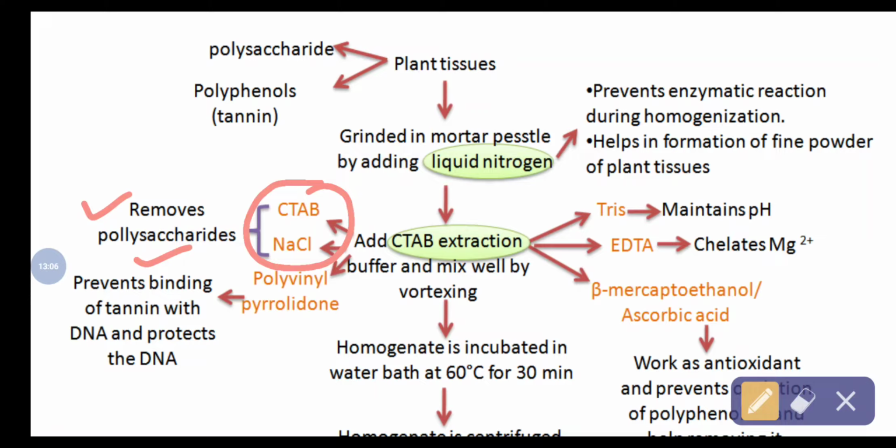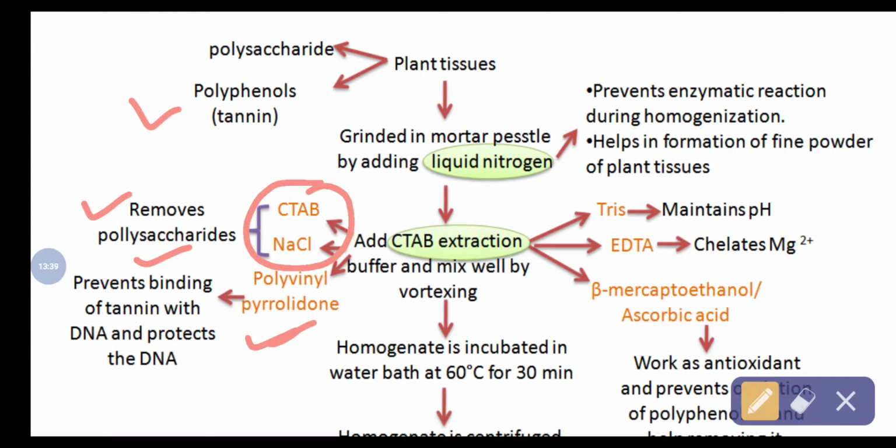Now the second thing we are using here is polyvinyl pyrrolidone. So this chemical, why are we using this? Because of these polyphenols. What will it do? This PVP will bind with the tannin. And when it binds with the tannin, tannin will not be free to bind with the DNA. And ultimately the DNA will be protected from getting degraded. So to protect the DNA from getting degraded by tannins, we require this PVP.